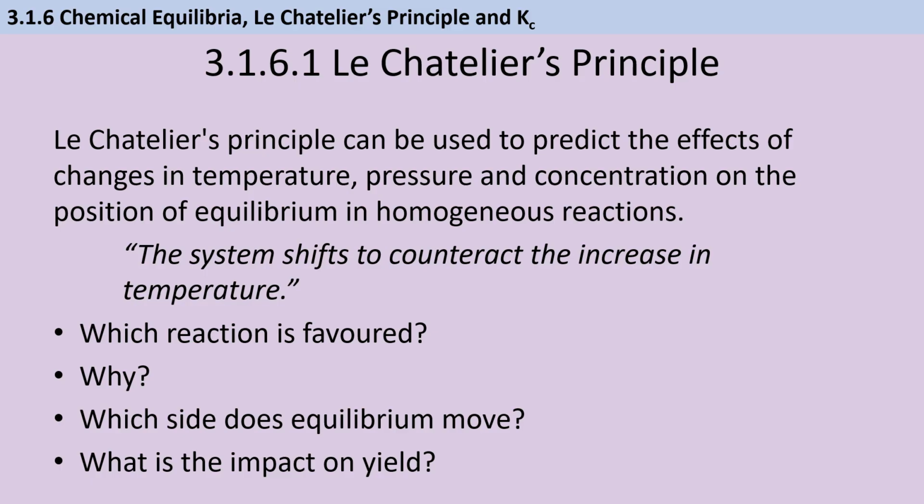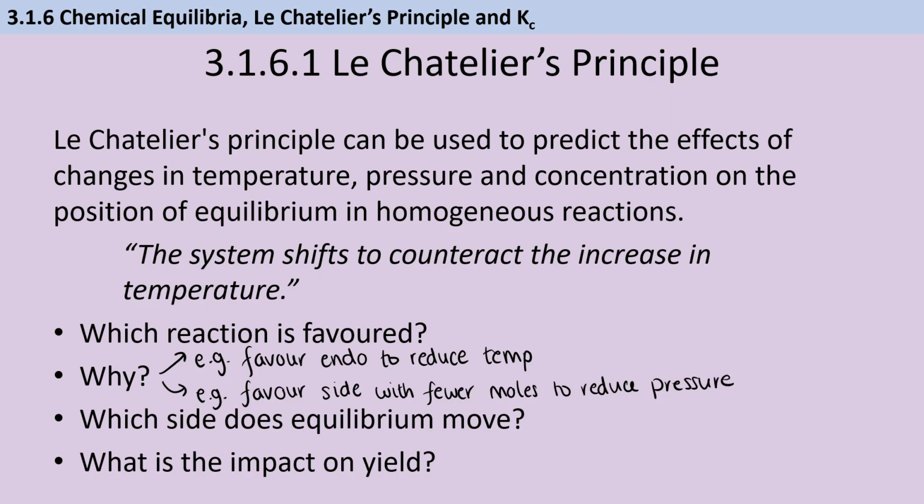For instance, saying the system shifts to counteract the increase in temperature. Next, include which reaction is being favoured and why that's the case. For instance, we might favour the endothermic reaction because we're trying to reduce the temperature after a temperature increase. Or it might be that the side with fewer molecules is favoured because we're trying to reduce the pressure after it's been increased. Thirdly, specify which side the equilibrium moves to.